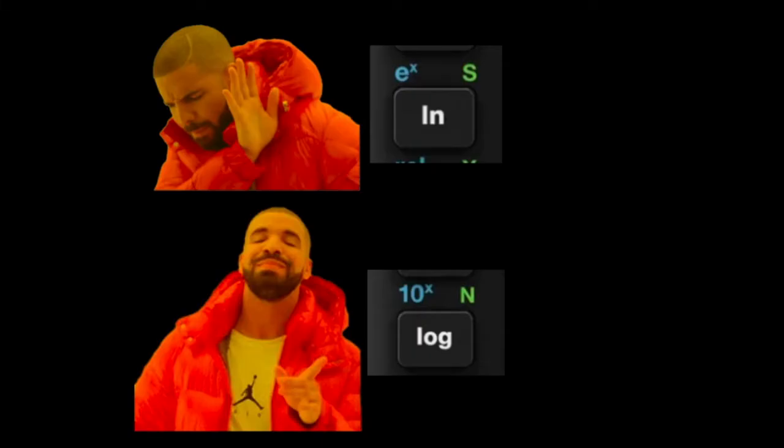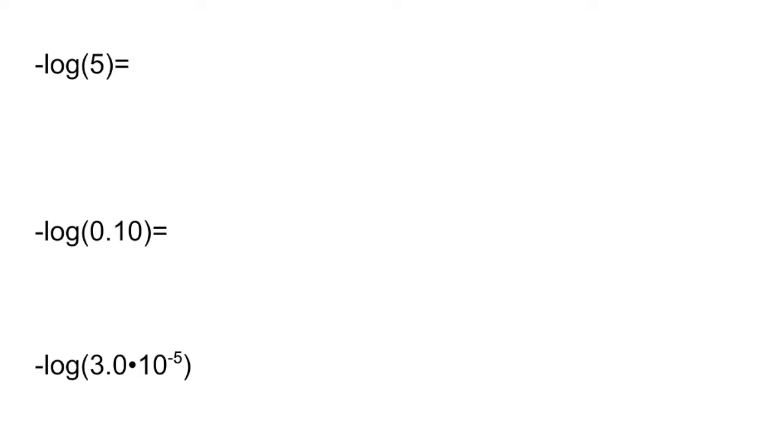Now, your calculator has different functions for logarithms, and we're after the base 10 log, so the button that's labeled log. And so we're going to be using this log button quite a bit in this class. So I want to make sure we know what we're doing before we go forward. So really quickly, let's take a look at a couple examples. Here's 3, right? I want to take the logarithm of 5.1 and 3.0 times 10 to the negative fifth. And you'll notice I've written a negative log in front of all of these just because that's what pH does.